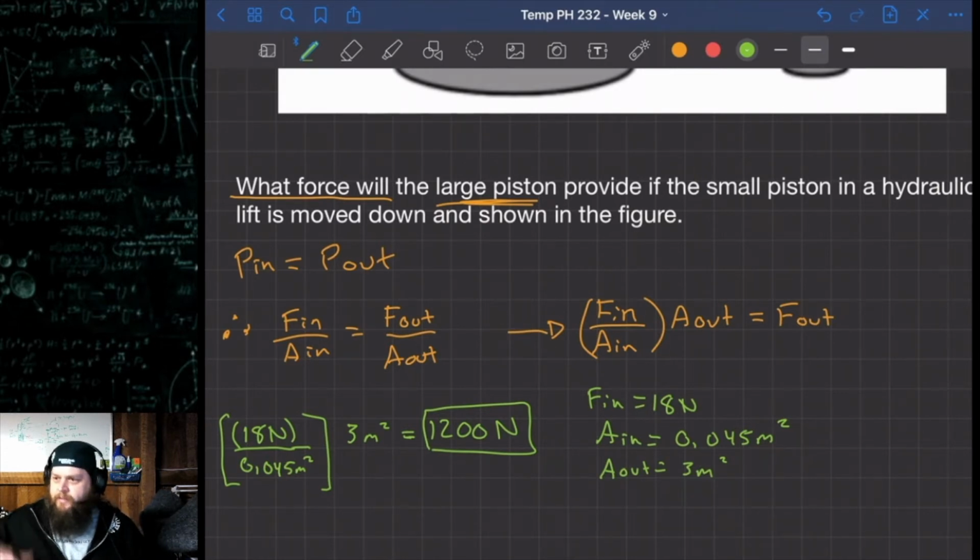So I can push down with 18 newtons pretty easily, but I can't lift up a car, and 1,200 newtons would probably lift up a car. They use hydraulic lifts a lot when they're lifting up automotive cars. They have a small motor working in a hydraulic system, so they can use a little bit of energy or a little bit of force to push things up. It would be the same amount of energy either way. We're just doing it for a much longer time period.